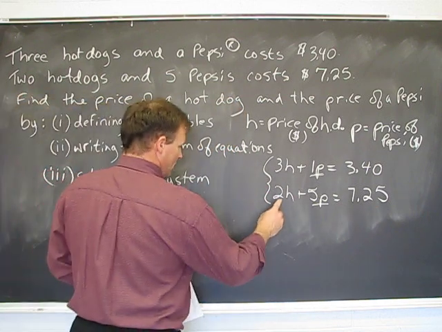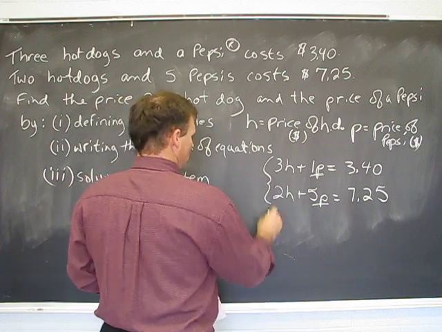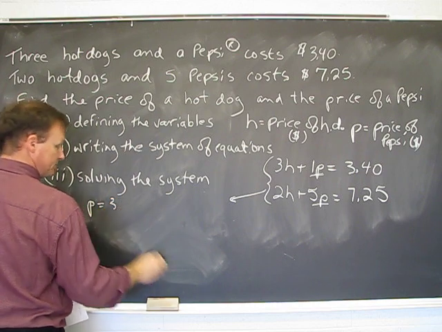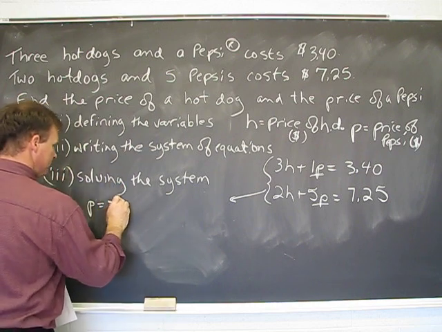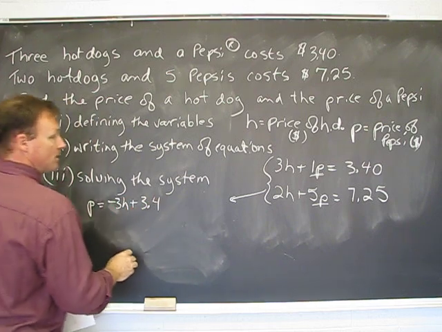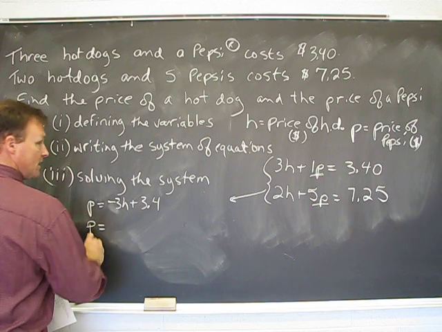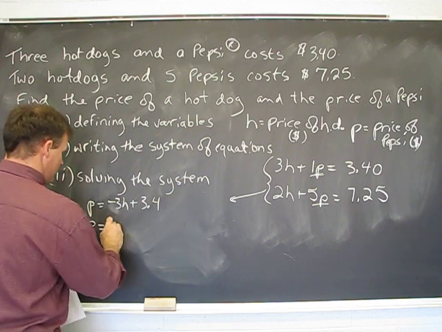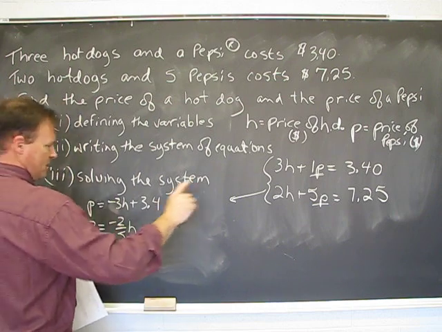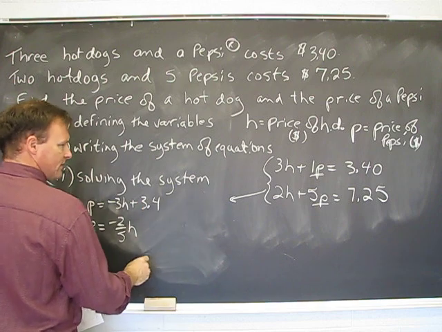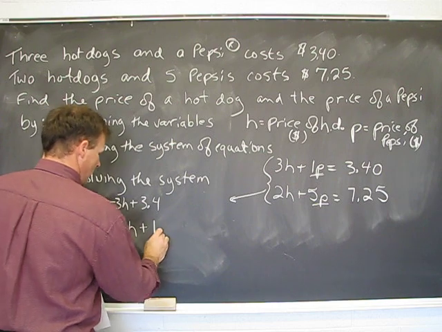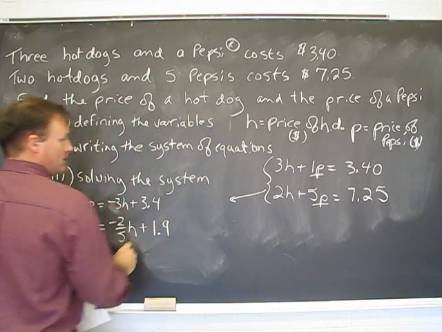Actually, I'll bring that over here and solve the system. P equals negative 3H plus 3.4. And in the second equation, after I isolate the P, it's going to be P equals negative 2/5 H, and I'm going to divide the 5 on the other side also. For 7.25, darn, can't do this one in my head, let me just double check.